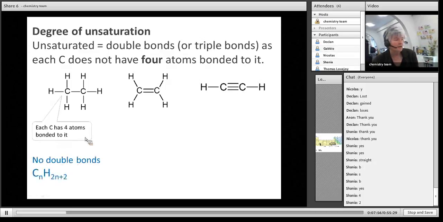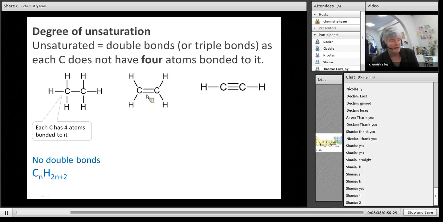So if there are no double bonds, if it's only single bonds, this formula is CnH2n+2. So if n is 2, because I've got 2 carbon atoms in it, so C2, then it's H2 times n, which is 2 in this case. So 2 times 2 is 4, plus 2 is 6. So you do need to learn at level 2 these formulae. They are in the booklet, and you will also be using them at level 3 as well, for the internal task at level 3.